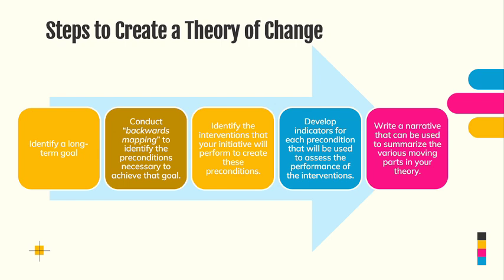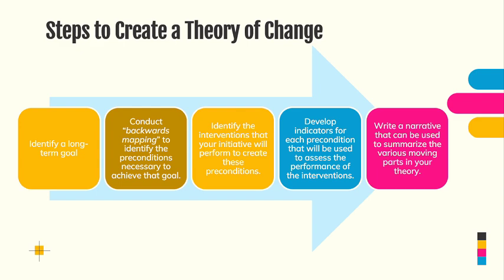What are some of the steps that you can use to create a theory of change? Step number one, you need to identify the long-term goal. What is it that you want to achieve by the end of this period? Then once you identify that, you need to move backwards now. You conduct a backward mapping to identify the preconditions necessary to achieve that goal.